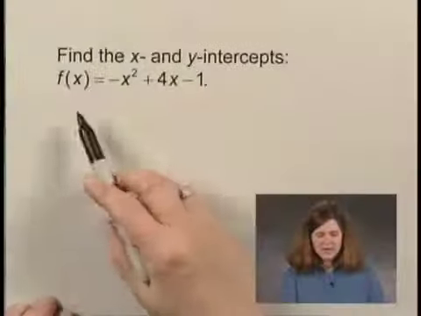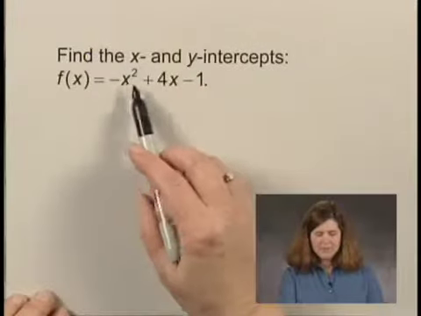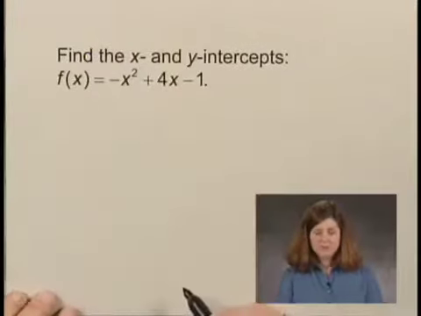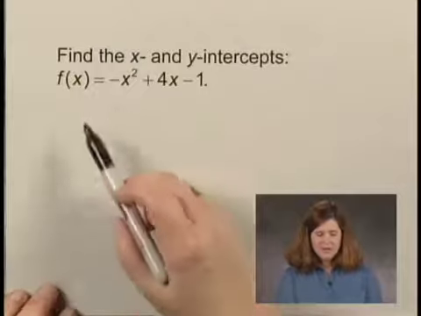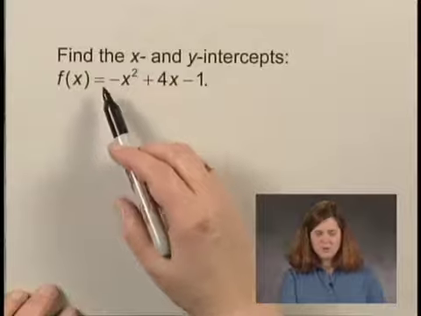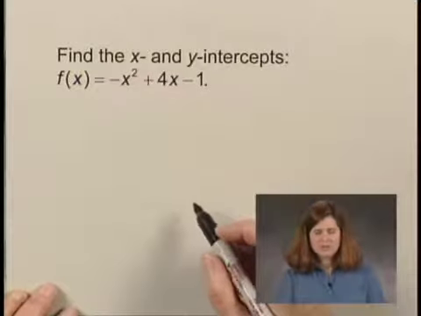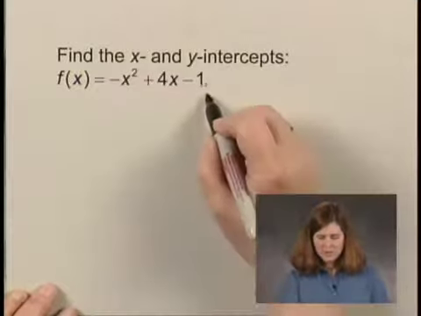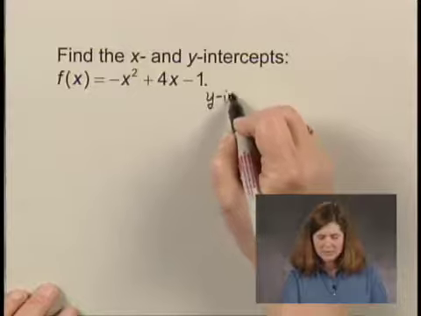We'll now find the x and y intercepts of the graph of a function. The function is f of x equals the opposite of x squared plus 4x minus 1. A function will only go through the y-axis once, in one place, so there will only be one y-intercept. So let's start by finding the y-intercept.